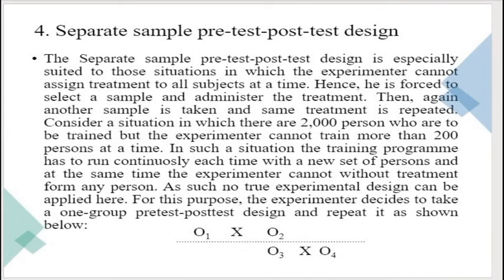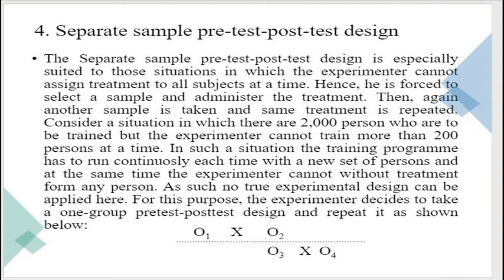Last is the separate sample pretest-posttest design. The separate sample pretest-posttest design is especially suited to those situations in which the experimenter cannot assign treatment to all subjects at a time. Hence, he is forced to select a sample and administer the treatment. Then again, another sample is taken and the same treatment is repeated. Consider a situation in which there are 2000 persons who are to be trained, but the experimenter cannot train more than 200 persons at a time.